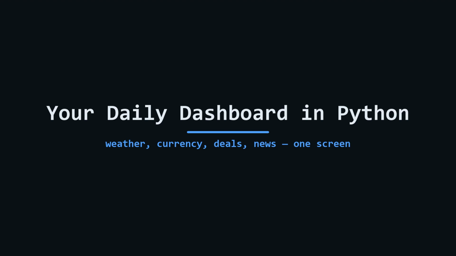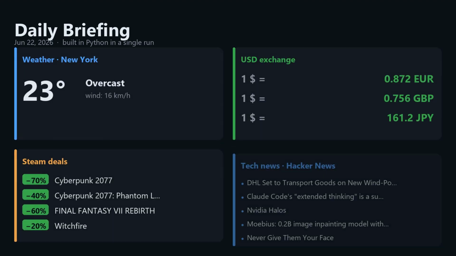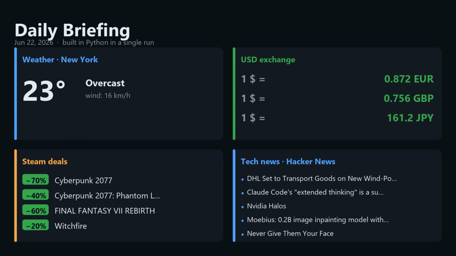In one video you'll practice requests to different services, parsing data in different formats, and assembling it all into one whole. A skill you need in any real application. Here's what we'll end up with: a live daily briefing. Top left, the weather in your city. Next to it, currency rates. Below, the hottest Steam deals and the latest tech articles. All of it pulled in a single run from open sources and laid out in a clean panel. Let's break down, step by step, how to fetch each block.